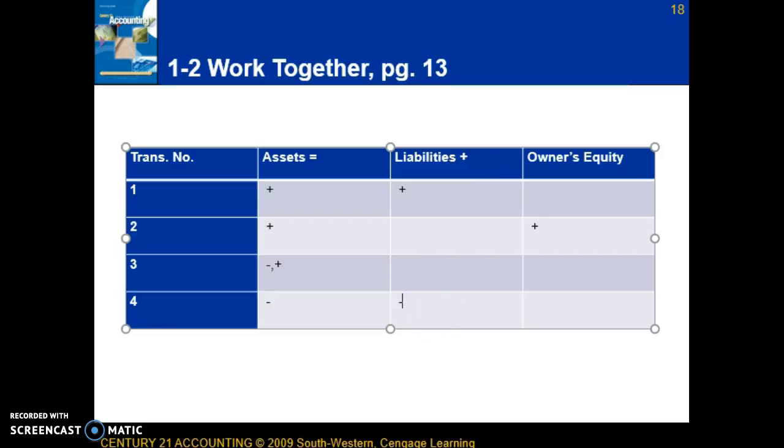And as always, your homework is going to be the application problem 1-2, which is on pages 19 and 20. Please pay attention. The first transaction is actually done for you, the received cash from owner as an investment. Make sure you keep your balances, and if you need to, go ahead and look in your book or go back in this video to get some help. Once you're done with it, please put your name on it and turn it in.